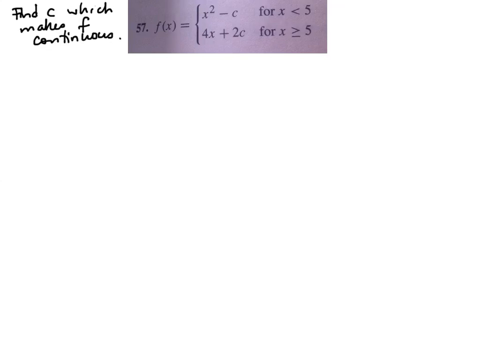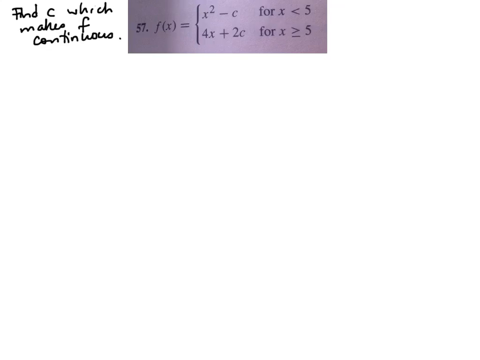So when x is less than 5, this looks like a parabola, and when x is greater than or equal to 5, this function looks like a line. Both of those parts are continuous. First of all, because we know what the graphs of parabolas and lines look like, but also you could say that those are polynomials. So when x is less than 5 or when x is greater than 5, we have polynomials and things are continuous.